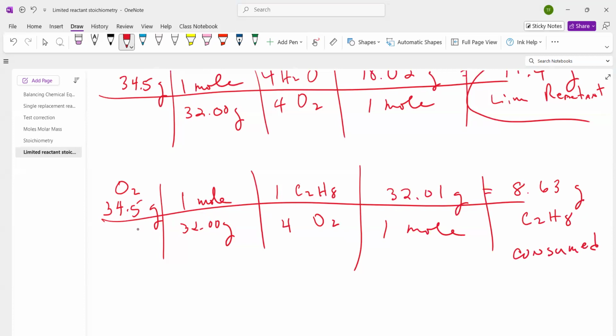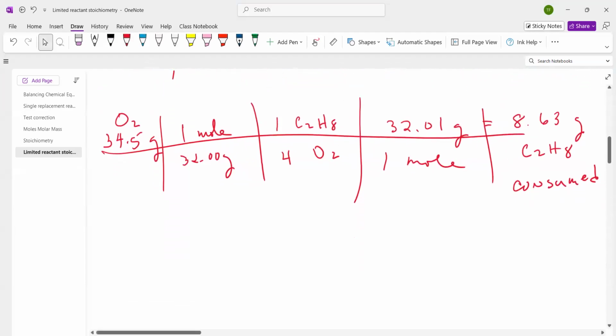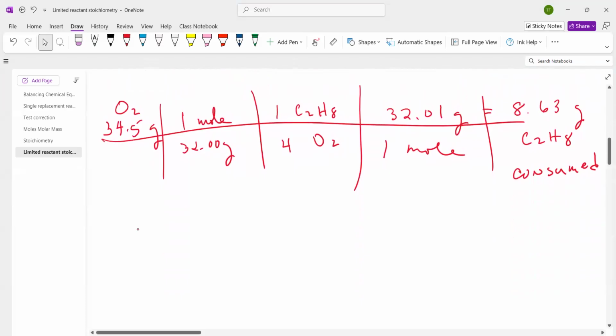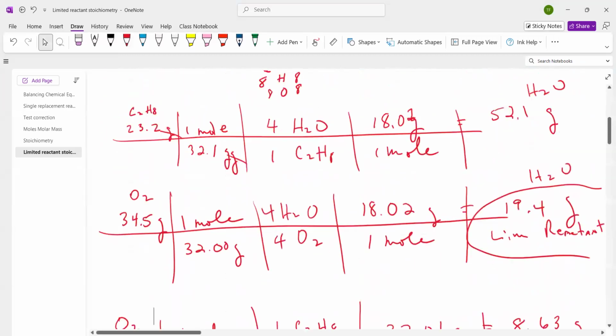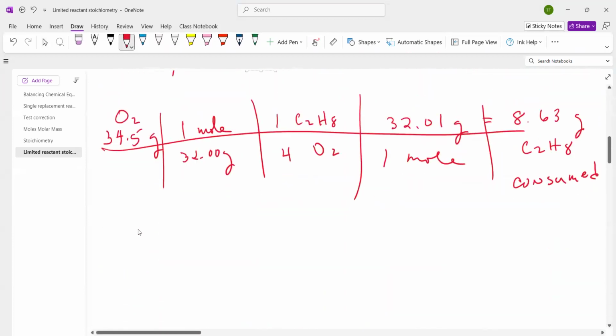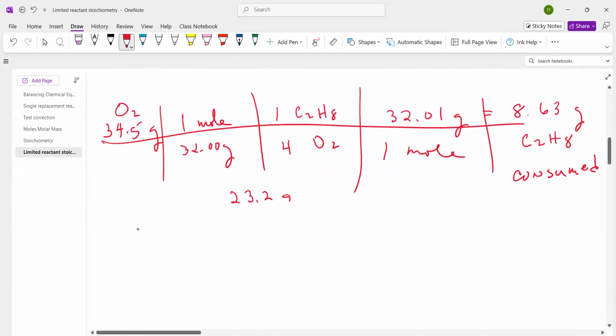Okay, so that's how much ethane we used up. Now we have to do one more calculation. That is how much is left over. That's how much we used. And we started with not 34, that's 23.2 ethane. We used 8.63.